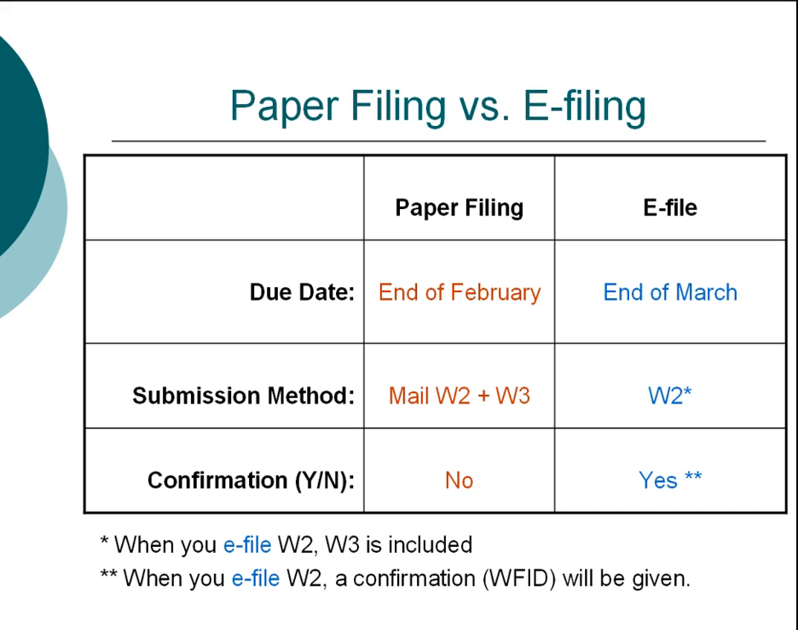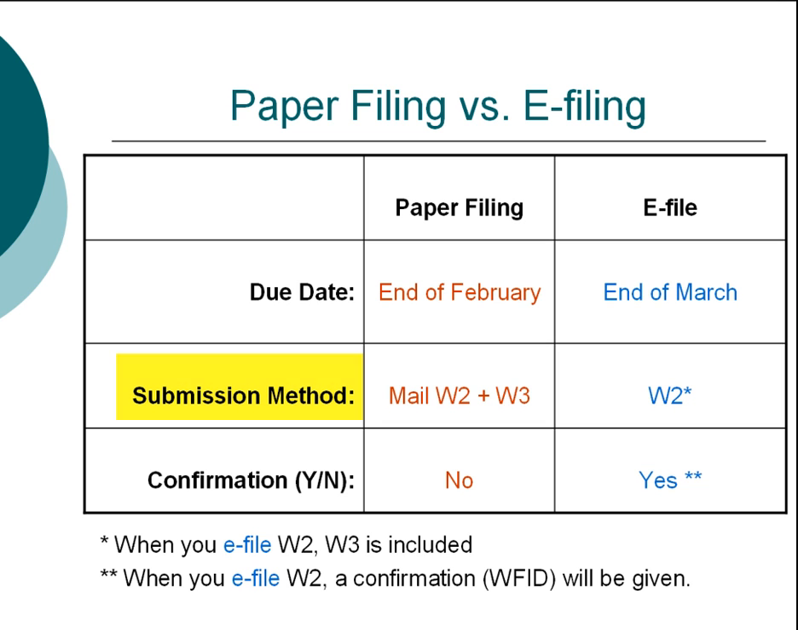Currently, there are two ways to submit a W-2, paper filing and e-filing. There are three major differences between paper filing and e-filing. 1. The due date. For paper filing, the due date is the end of February, but for e-filing, the due date is at the end of March.